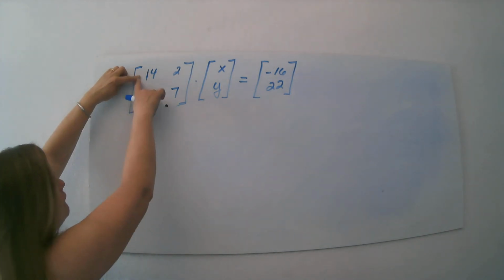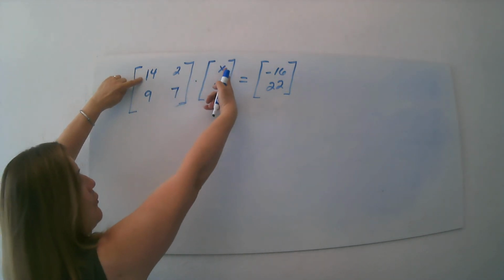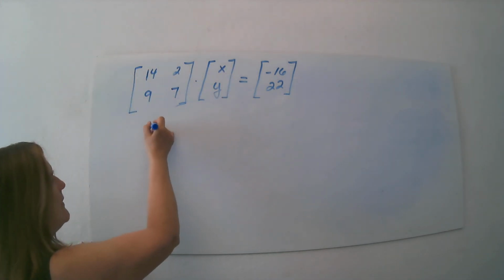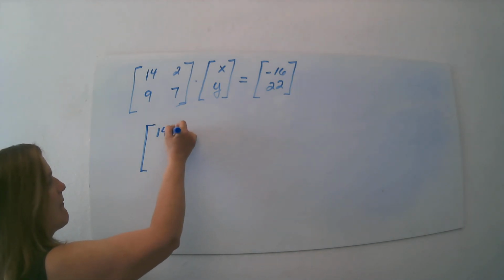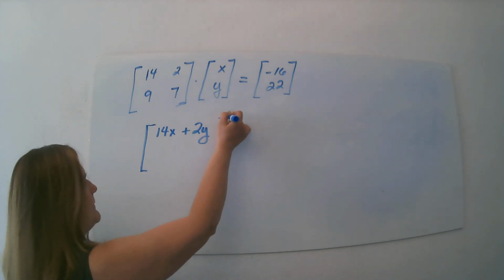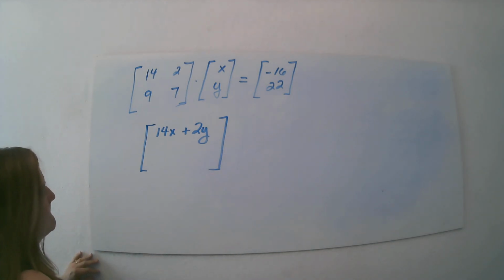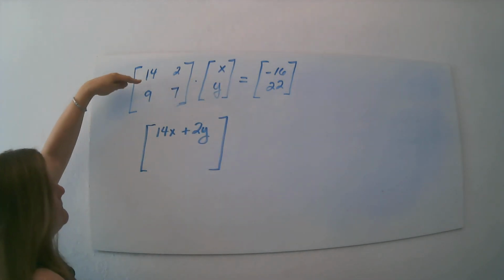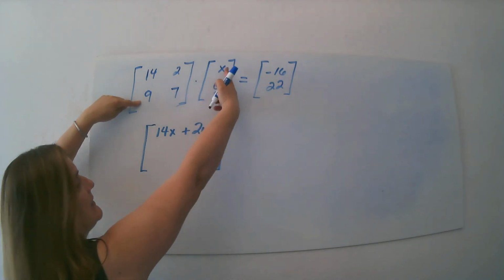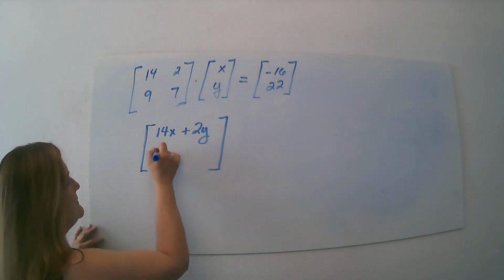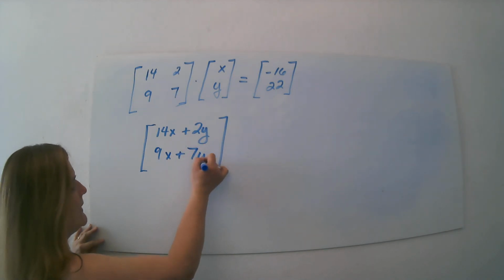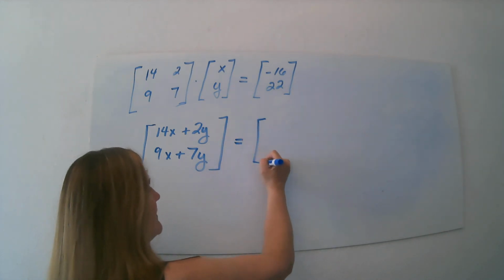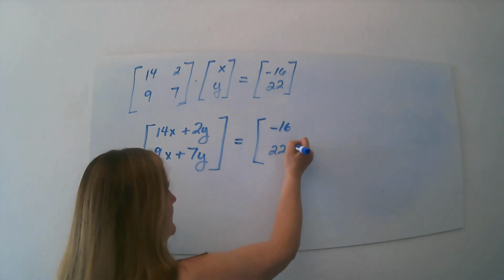So first row, first column, so we have 14 times x plus 2y. 14x plus 2y. That's our first entry. And now that takes care of our first row. There was only one column. So now we go down to our second row. 9 times x plus 7y. So there's our product of these two matrices, and it equals negative 16, 22.